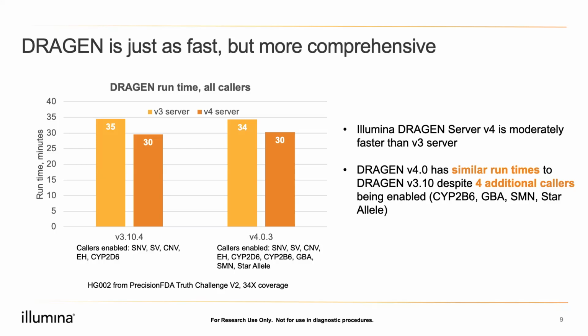And now we're going to compare DRAGEN version 3.10 software to DRAGEN version 4.0 software. So you can see in both cases, it's about 30 minutes on the V4 server. However, with 3.10, the callers that were enabled for this comparison were small variant calls, structural variants, copy number variants, repeat expansions, and CYP2D6. Whereas for DRAGEN version 4.0 software, we've enabled additional callers, including CYP2B6, GBA, SMN, and star allele. So the runtime is the same, but DRAGEN is even more comprehensive.